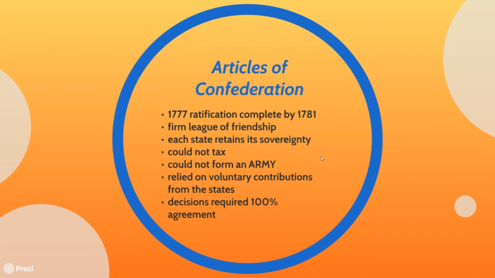So some of the points from the Articles of Confederation are that it establishes a firm league of friendship. But again, this doesn't mean that colonies have to support one another. They don't have to come to each other's defense. It says that they are in a league of friendship. Each state retains its own sovereignty. So Virginia only makes laws for Virginia. Massachusetts only makes laws for Massachusetts, right? They cannot tax, and they cannot form an army.